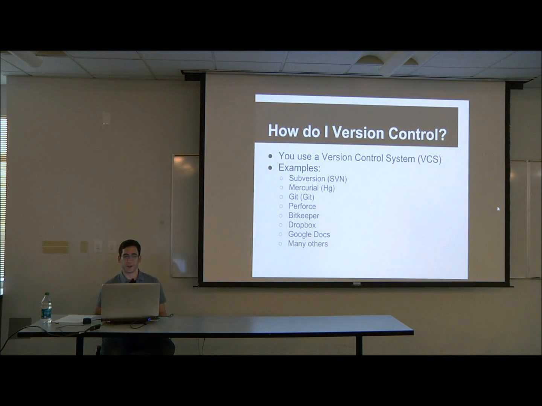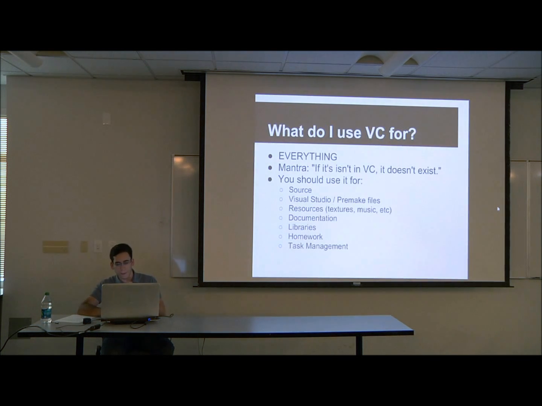How do you use version control? How do you version control? You use a version control system. Examples are Subversion, Mercurial, Git, basically all the ones that you've probably heard of. Also, Dropbox and Google Docs have version control built in. When I'm making this presentation, I can go back to any old version of it and see all of my changes. And having it built into things like that just makes it so much easier, and it shows how important it is.